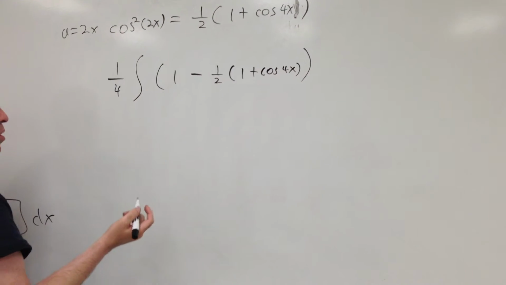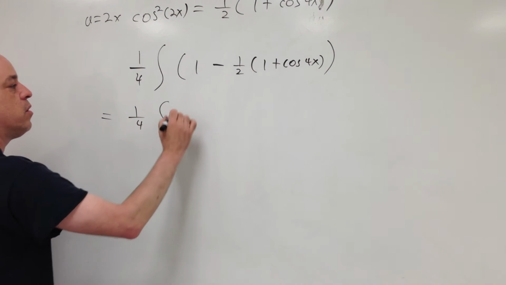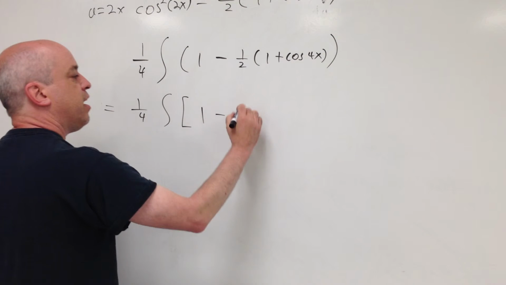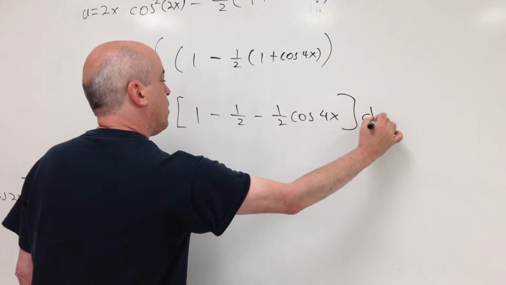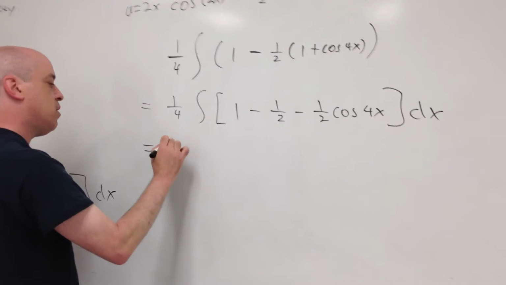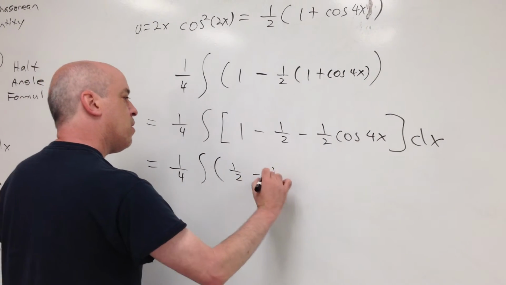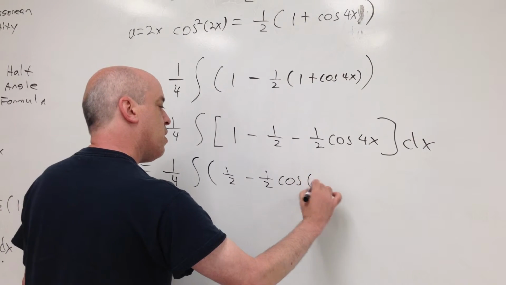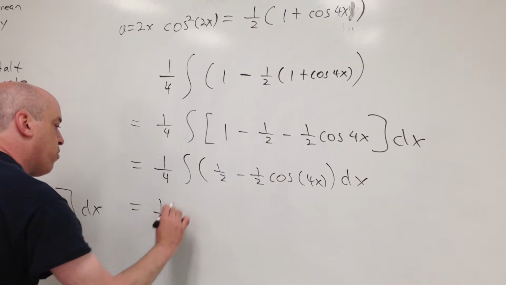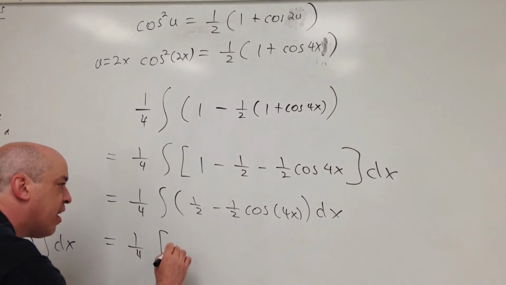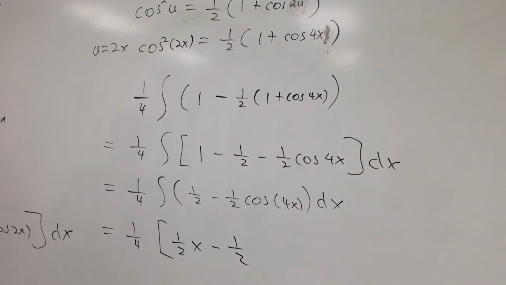Now, once again, it would be nice if we simplified this first, so let's go ahead and multiply things out as appropriate. 1 minus 1/2 minus 1/2 cosine of 4x. 1 minus 1/2 can be combined into 1/2. And now we've got something we should be able to integrate one term at a time. So 1/4 times the antiderivative of 1/2 is 1/2 x minus 1/2 times the antiderivative of cosine of 4x.